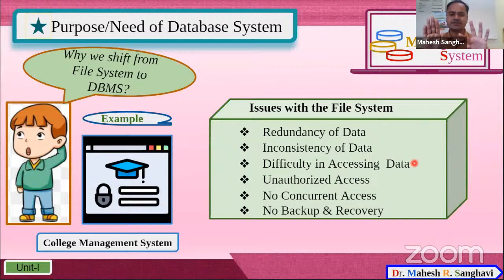So my dear students, I'm comparing the file system with the database management system, and I'm answering the need for a database management system, and simultaneously answering what the issues or disadvantages of the file system are. So the fourth thing is unauthorized access. Now, what does unauthorized access mean?